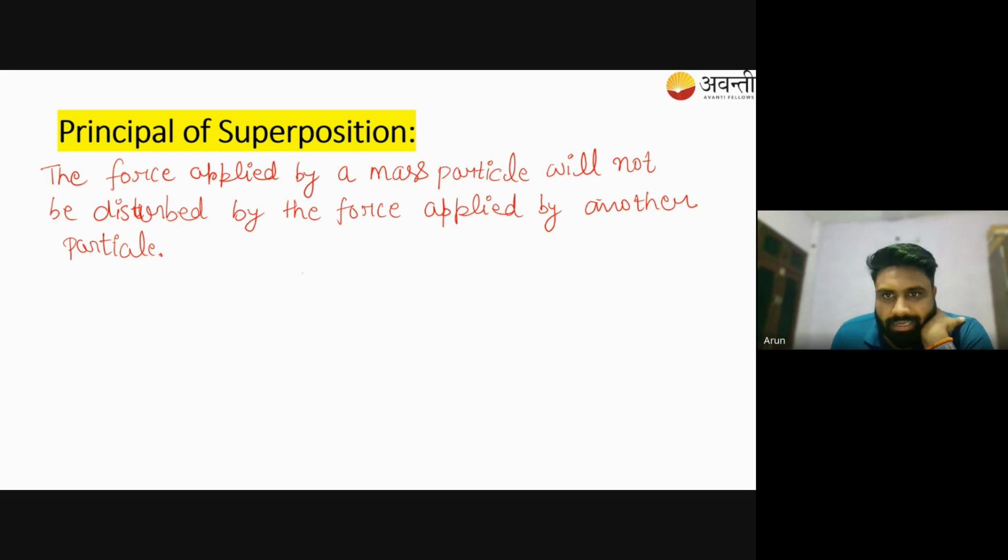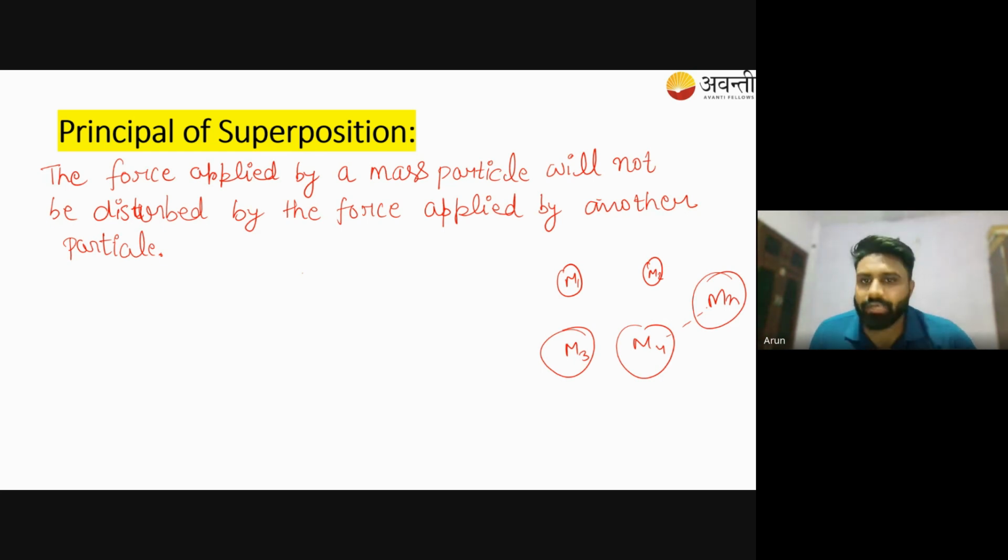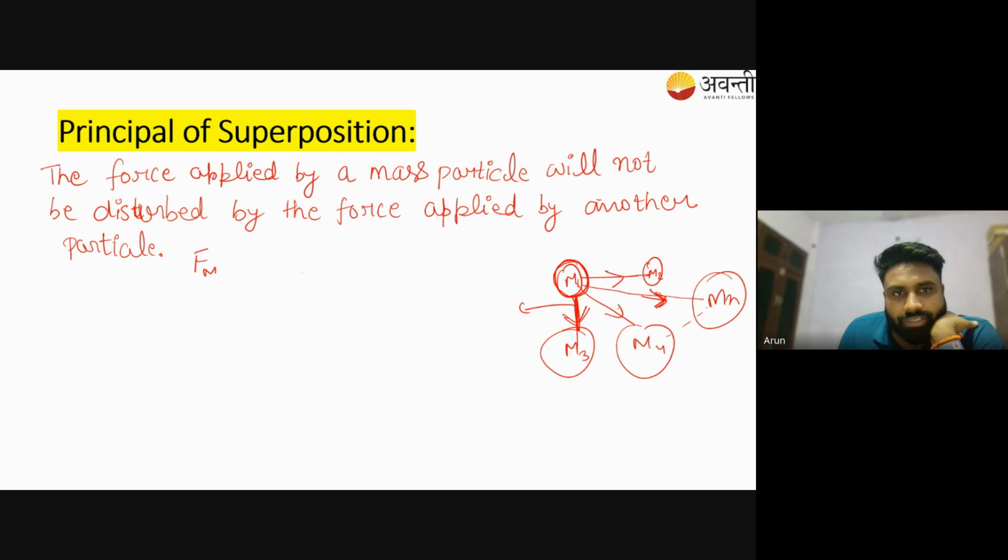Okay, let's say this is m1, this is m2, m3, m4, and there are n particles present. So we will see the force applied on M1. This M3 will apply a force on it, trying to pull it towards the line joining the centers of them. M2 will also try to pull it. M4 is also trying to pull it. And each and every particle is trying to pull it.